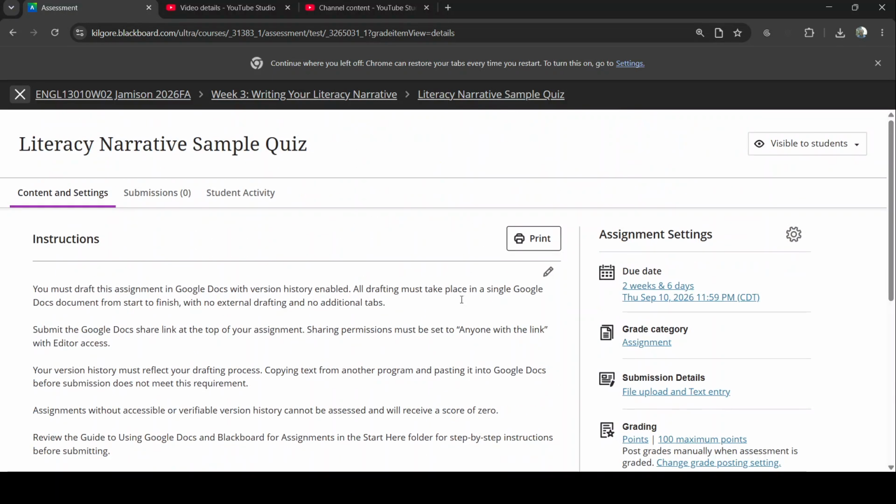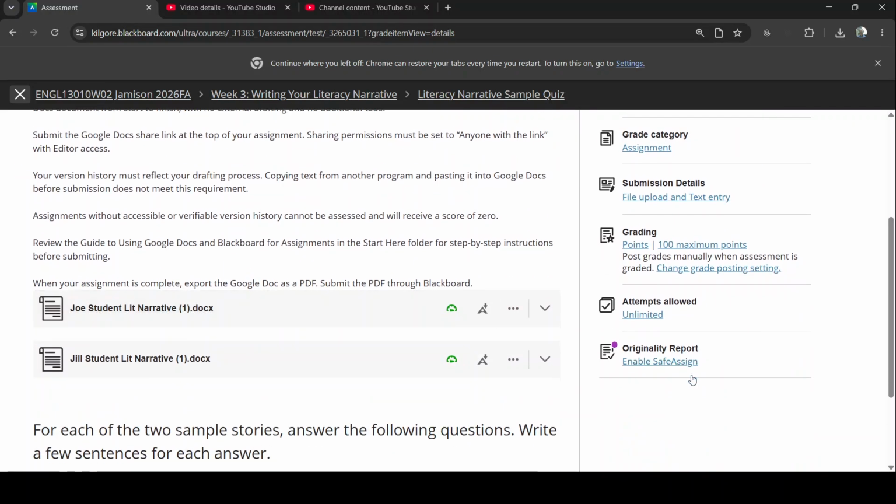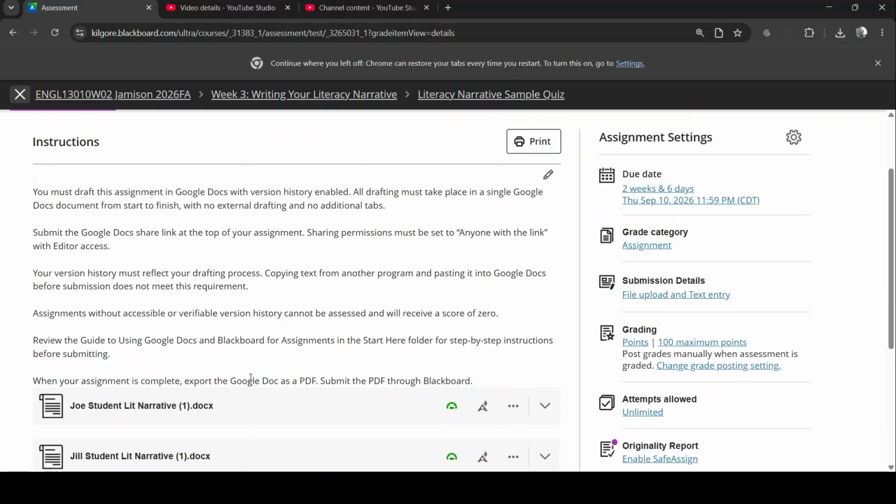For this one, you will again write your answers into a Google document and submit them the same way that you did for week 1 with the grammar examples. So you'll submit a Google Doc link with your version history intact, shared so that anyone with the link can edit it, and you will also submit a PDF.